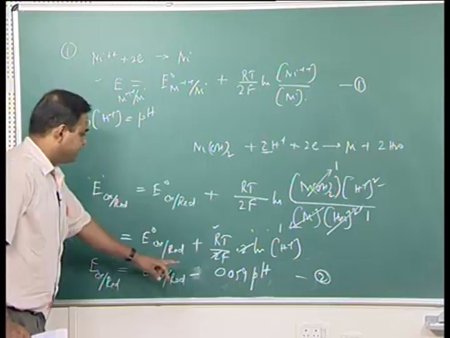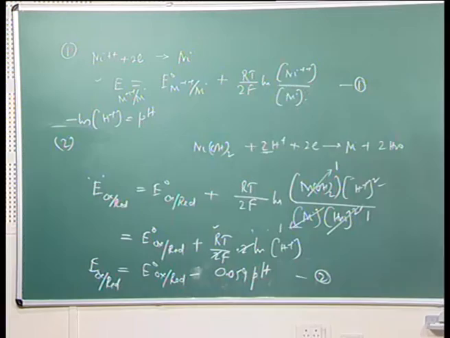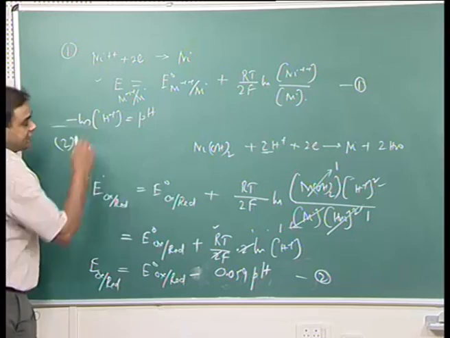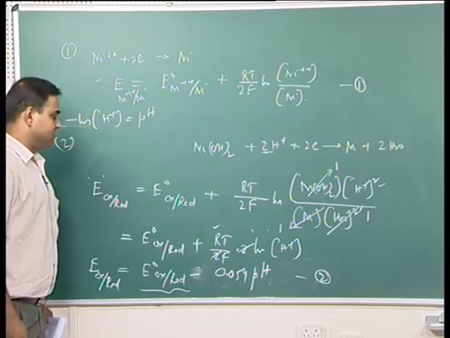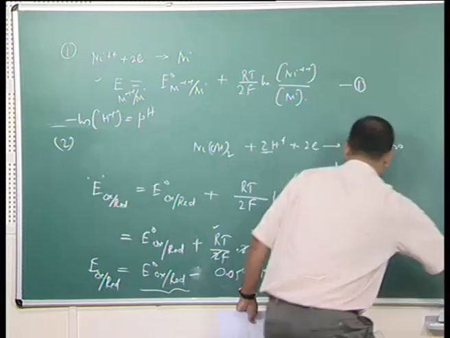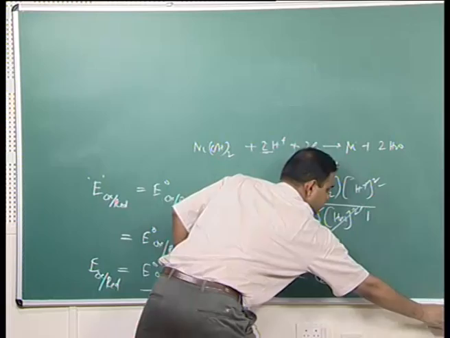If you see this, there is a negative slope and the slope is 0.059. So, it should be something like this, a line with a negative slope of 0.059, but if we would like to pinpoint that equation, we need to know what is E0. So, how to find out this? This is the standard reduction potential for this reaction when the activities of those species are 1. In that case I can find it out. Let me remove this part. Now Ni(OH)2, I know.